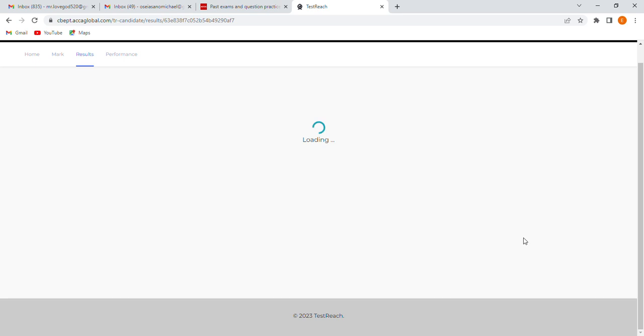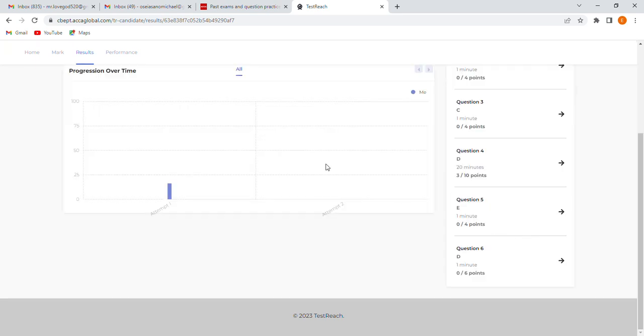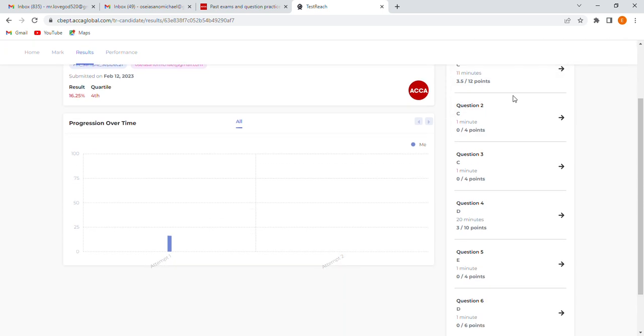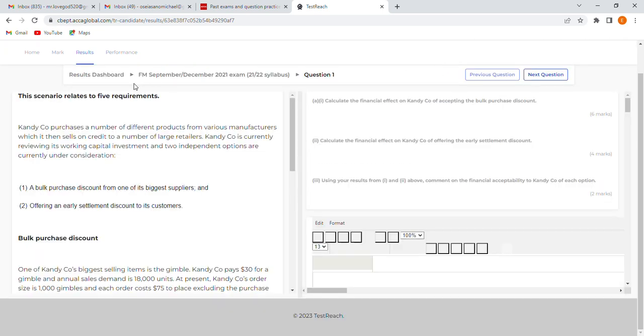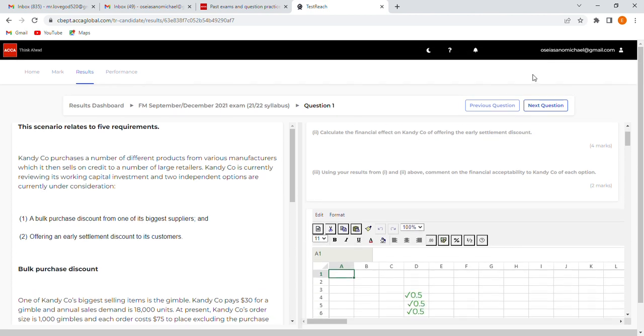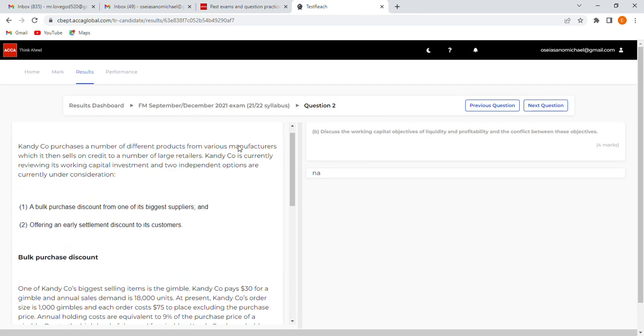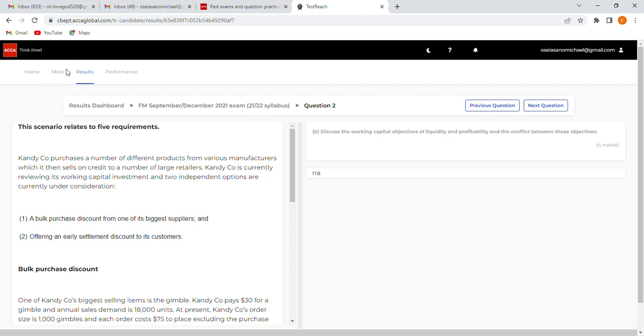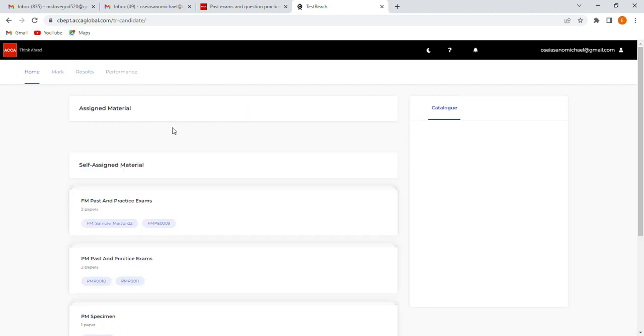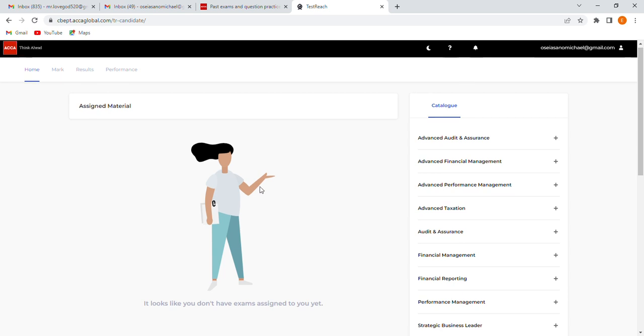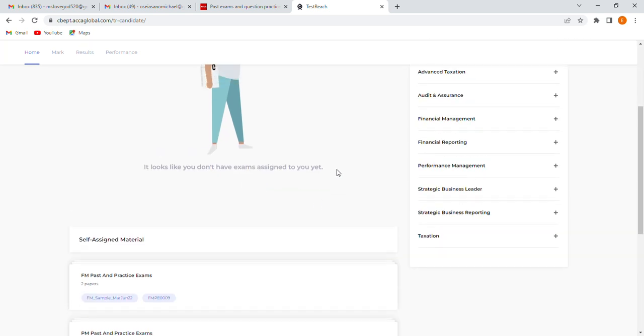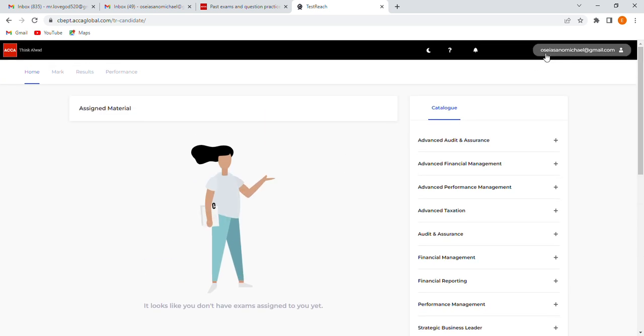Since you haven't done anything, it will be blank over there. It is only that one that you see, but we have done a lot of them. So you can review them. You see, here it is. You review the questions, next question, and so on and so forth, so that we come home and continue to solve more questions, or you can just log out.